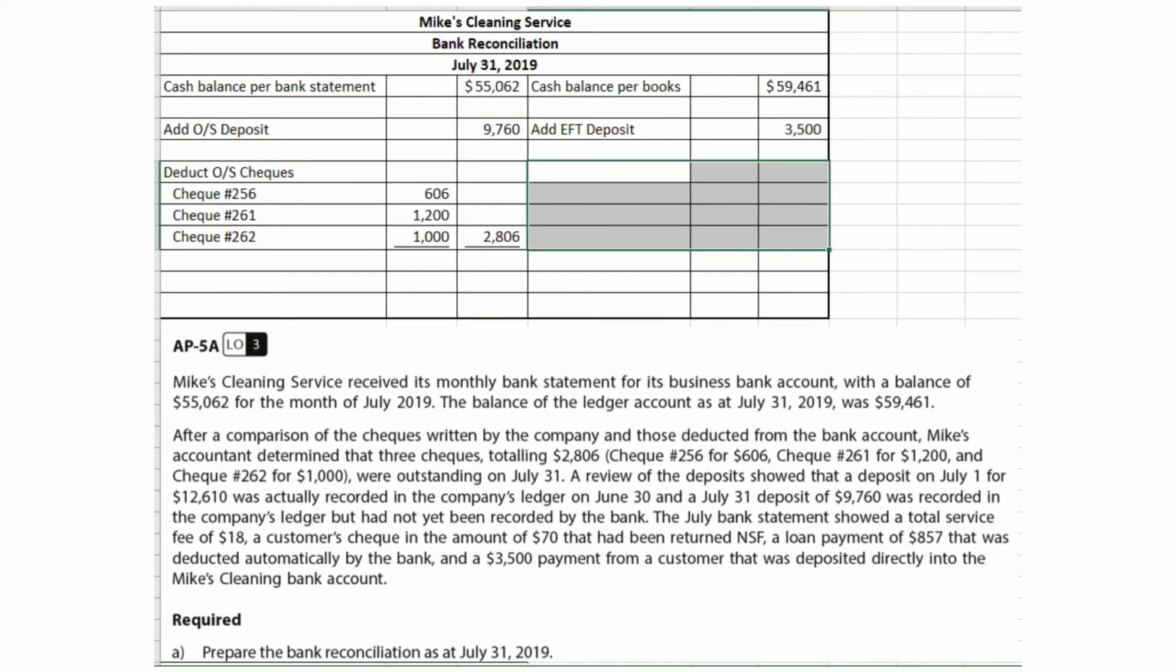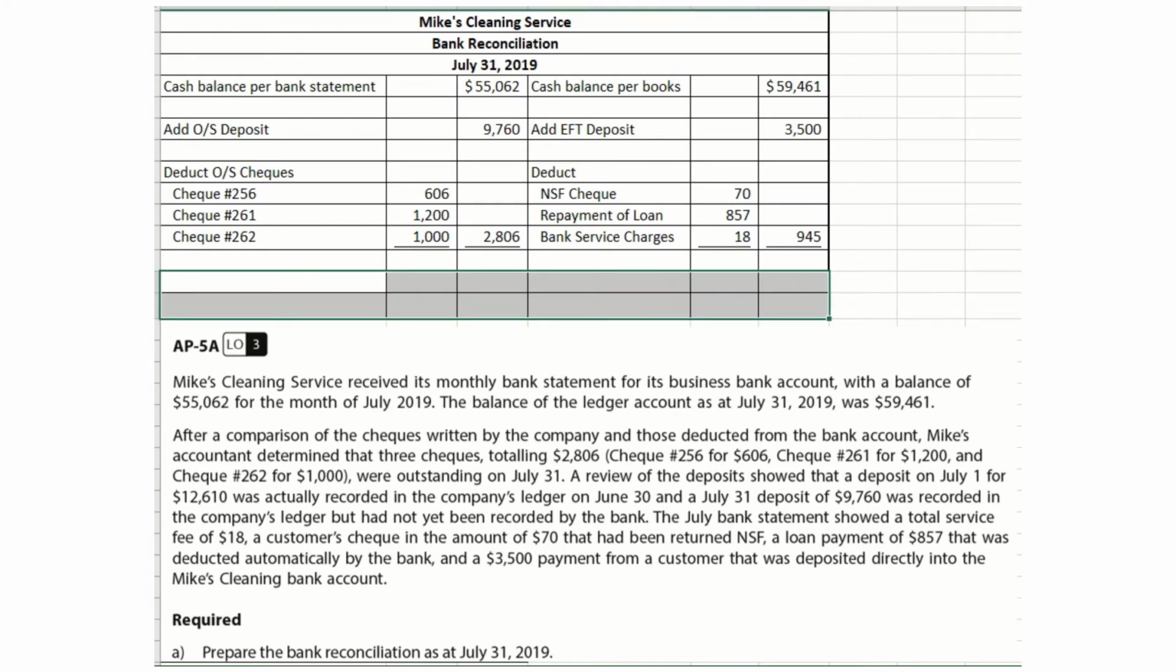And then for deductions, we were told we had an NSF check that came back, so therefore we have to reduce the balance of our cash in our general ledger. We've made a loan payment directly, so it was not recorded yet in our general ledger, and we had bank service charges, the total of these being $945. What that creates is an adjusted bank balance in the bank statement of $62,016, which reconciles to the balance of our books of $62,016.